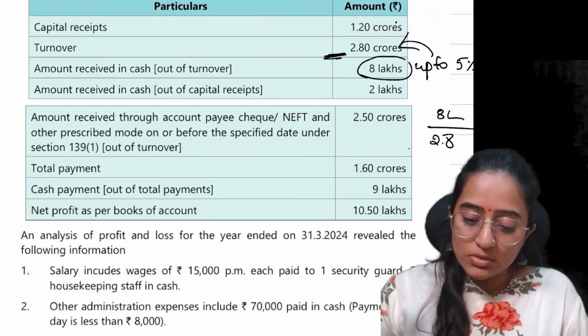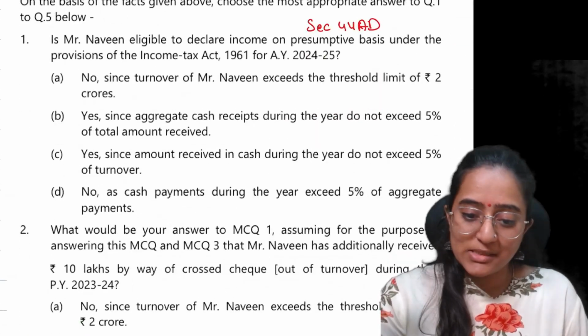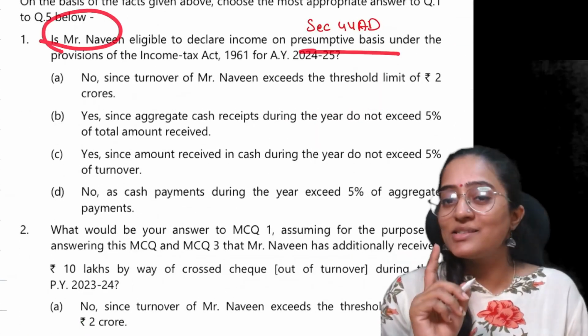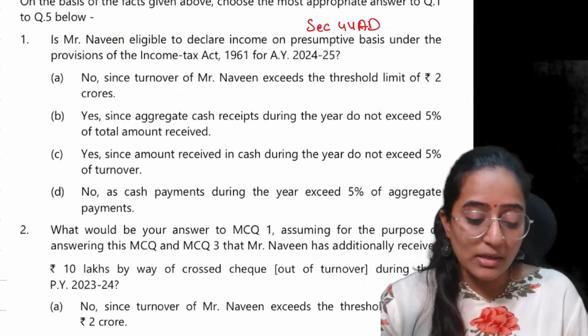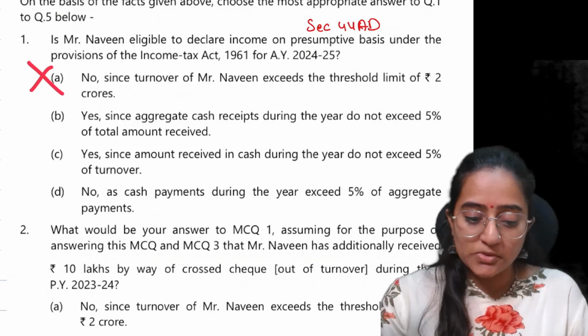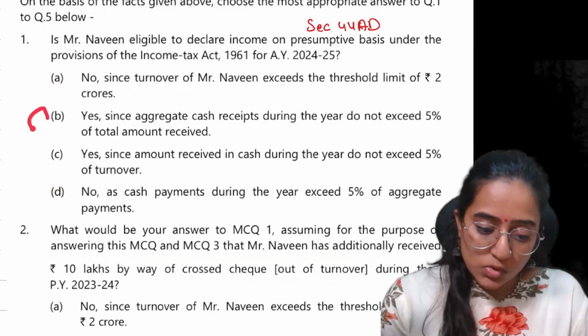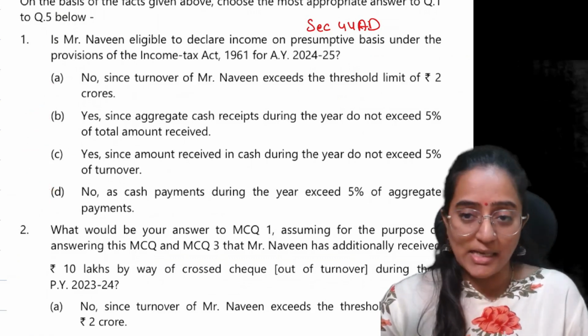So, this point of whether Mr. Naveen is eligible under Section 44AD, yes, he is eligible. He is eligible because of what reason? So, no is not an option. Yes is the option. So, these two. Now, we have come to 50-50% chances.